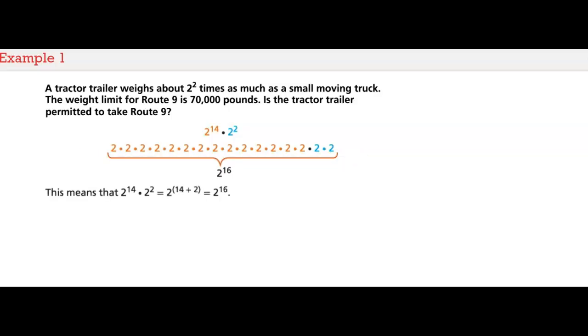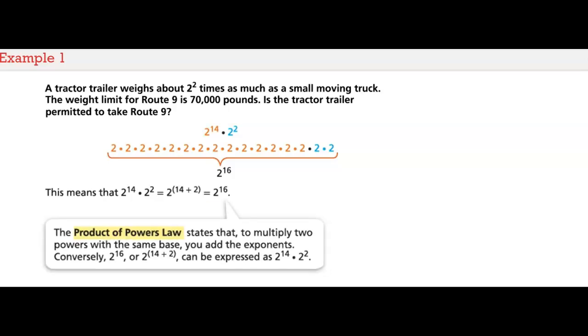This means that 2 to the power of 14 times 2 to the power of 2 is equal to 2 to the power of the sum of 14 and 2, which is equal to 2 to the power of 16. The product of powers law states that to multiply two powers with the same base, you add the exponents. Conversely, 2 to the power of 16, or 2 to the power of the sum 14 plus 2, can be expressed as 2 to the power of 14 times 2 to the power of 2.